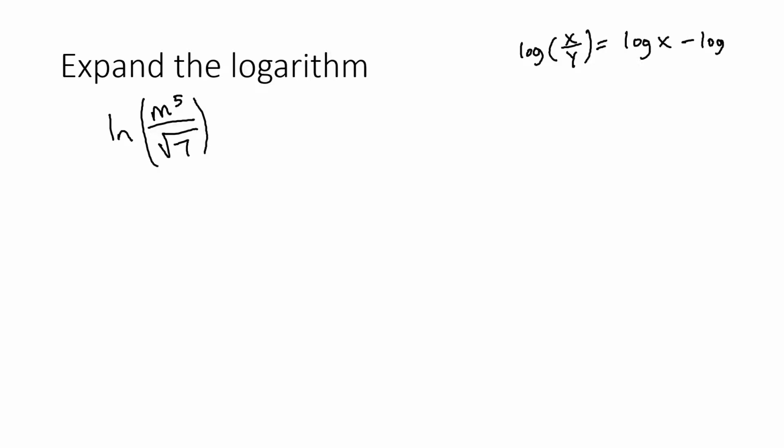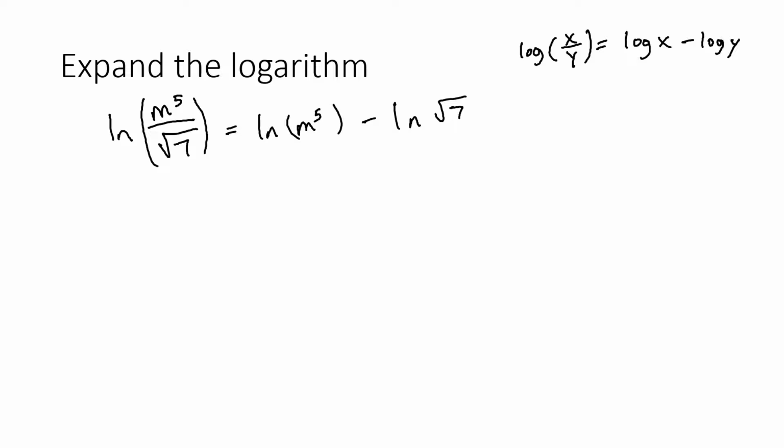So suppose we're asked to expand the following logarithm. Suppose we have the natural log of m to the fifth over the square root of 7. How exactly would we do this? Well, notice in our argument that we have division. And for what we said before, if we're taking the log of something that we're dividing, we should be able to split it up as log of x minus log of y. So we're going to split this up as the natural log of m to the fifth minus the natural log of square root of 7.